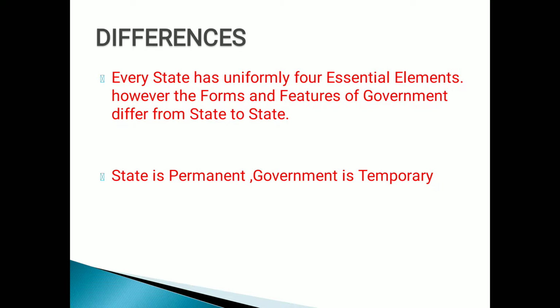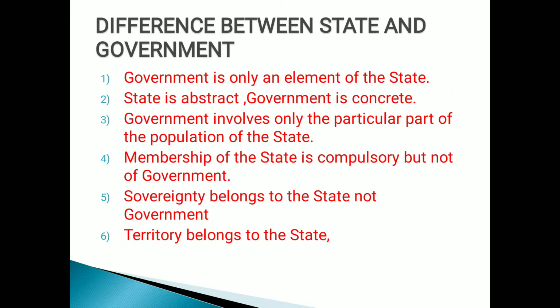Don't get confused with the difference, right? Like I have written the heading, here I am trying to explain why government is only an element of the state, why government is an agency or agent of the state, why state is abstract and government is concrete. So here I'm telling you the differences between the two, right? Government involves only a particular part of the population of the state. Here membership of a state is compulsory but not of government. Sovereignty belongs to the state and not government. Territory belongs to the state, like, children.